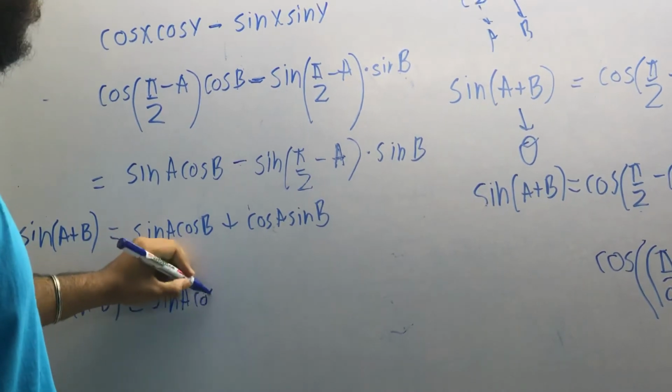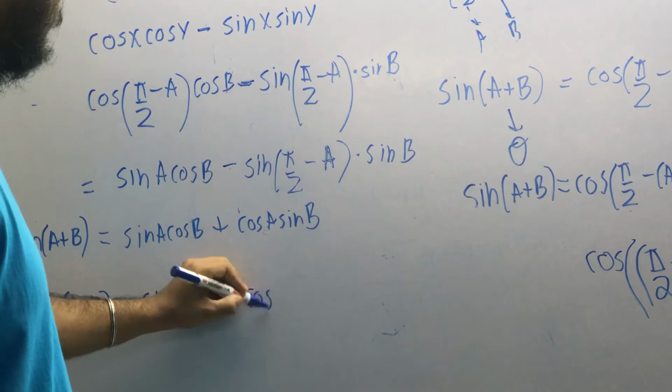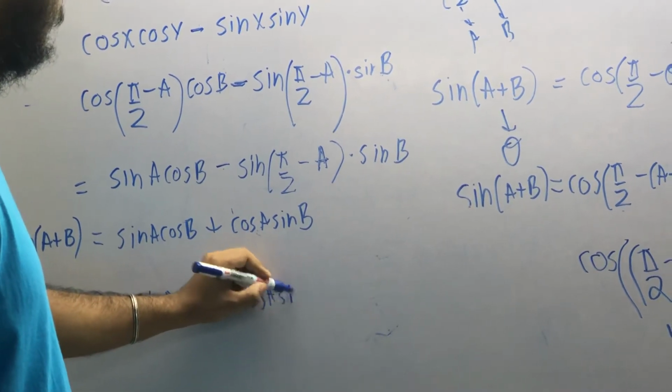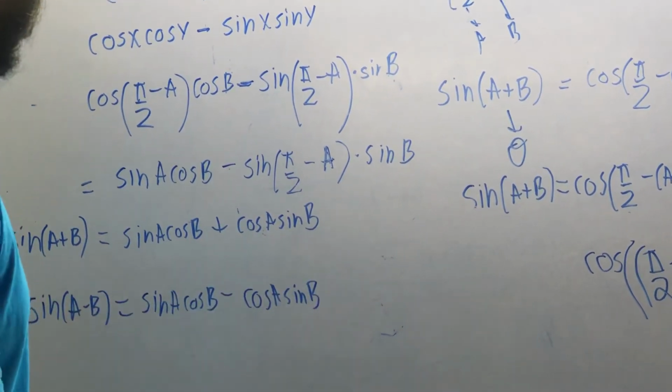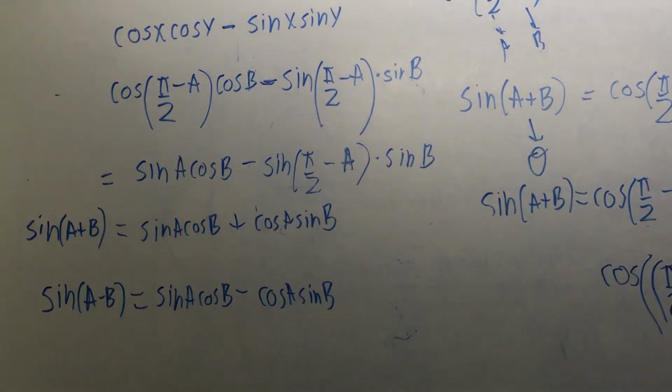sin A cos B minus cos A sin B. Okay, so this is your sin(A minus B). Okay, so we have done how many formulas till now? cos(A plus B), cos(A minus B), sin(A plus B), sin(A minus B). Okay, then we have done these formulas.